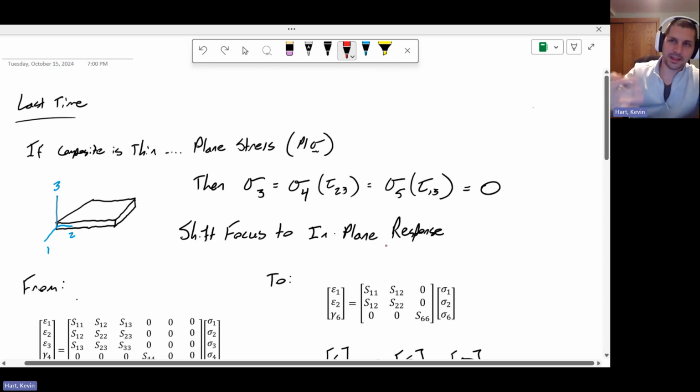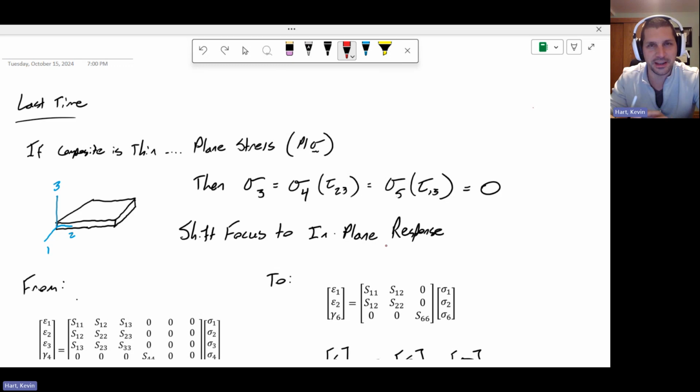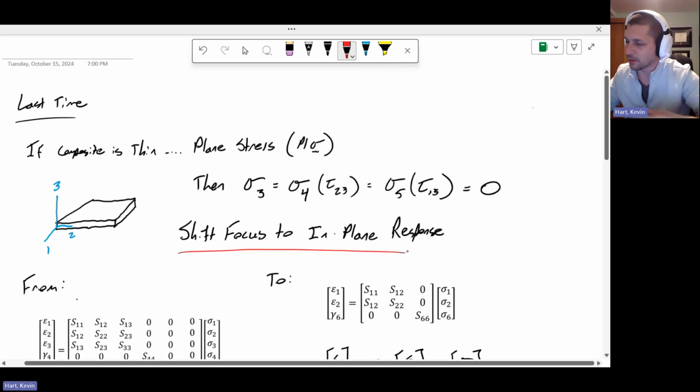So if we make that assumption, we can sort of shift our focus from a full like three-dimensional state of stress and strain to an in-plane state of stress and strain, where the in-plane dimensions are the dimensions of the thin composite. So we're going to shift our focus to an in-plane response.